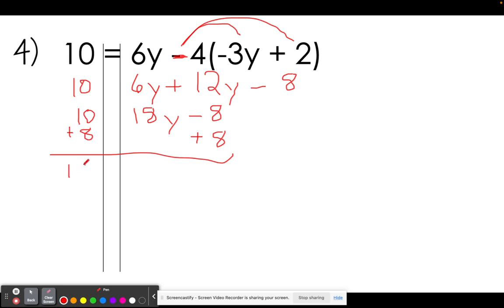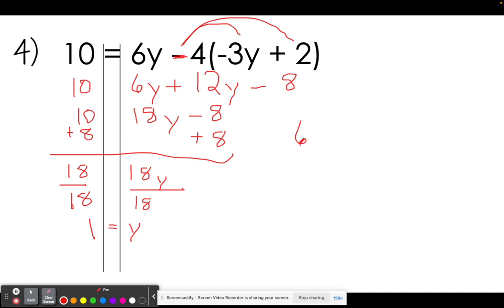18 equals 18y. Now I just need to divide both sides by 18. And my answer will be y equals 1. Or 1 equals y, since my variable is on the right. Let's check it.